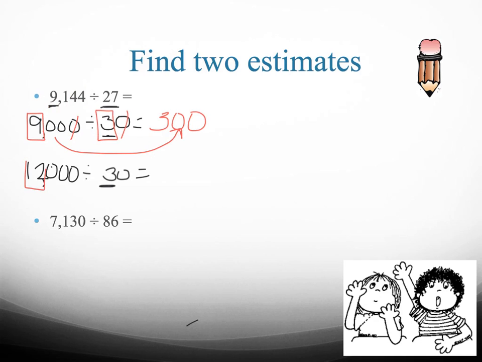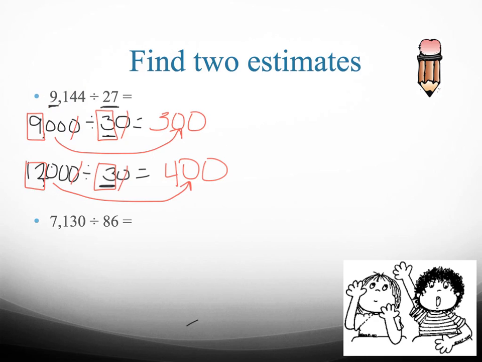Basic fact, 12 divided by 3 is 4. I have a 0 here that cancels with the 0 here, and the other two zeros go to my quotient. So I have one estimate of 300 and one estimate of 400. The better estimate is going to be this one because 9,000 is closer to my original number of 9,144 than 12,000 is. If I actually did the division, my actual quotient would land somewhere between 300 and 400.